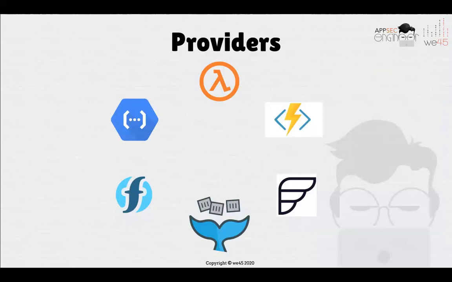Some of the providers of serverless, going clockwise: the one at 12 o'clock is the AWS variant called Lambda, the one at 2 o'clock is the Azure variant called Functions, the one at 4 o'clock is Twilio Functions, the one at 6 o'clock is the open source variant called OpenFaaS, the one at 8 o'clock is IBM Functions, and the one at 10 o'clock is the Google variant called Google Cloud Run or Google Cloud Functions.